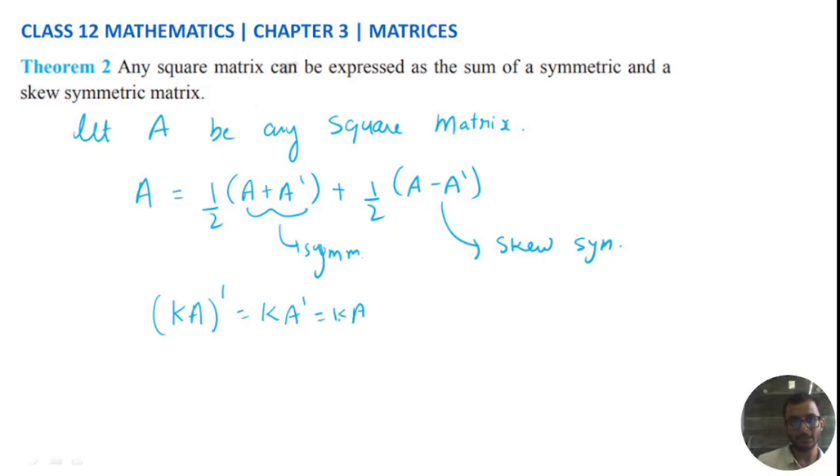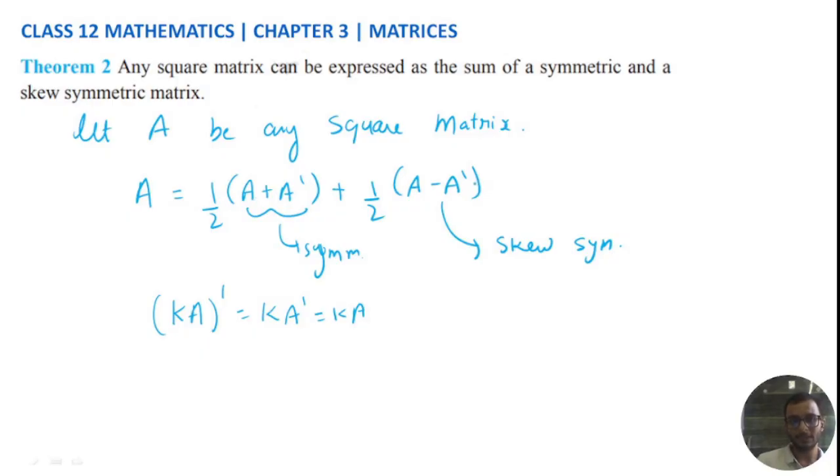So you got (kA) transpose is the same as k into A transpose. So if your A is symmetric, then kA is also symmetric. So you got (kA) transpose as the same as kA. Here our A plus A dash is symmetric, so you will have 1 by 2 into (A plus A dash) also symmetric.